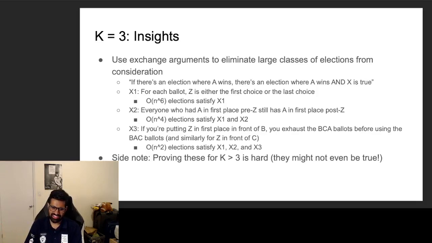The algebra isn't that interesting, so I've left it off the slides. Also, as an exercise, you should see if you can prove any of these observations for K greater than 3. They may or may not be true.